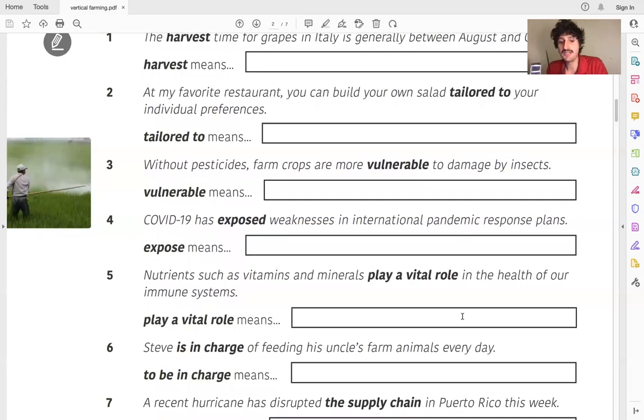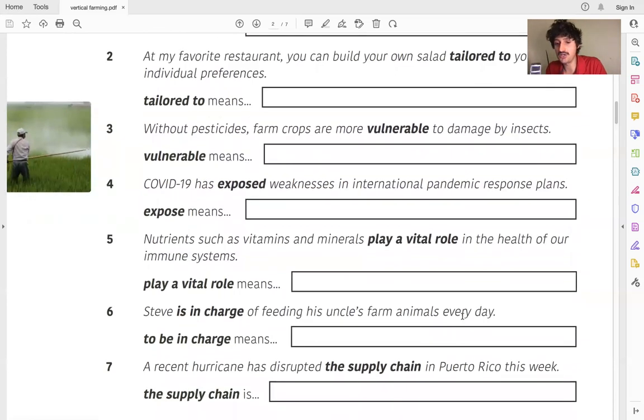Good. Steve is in charge of feeding his uncle's farm animals every day. So to be in charge, what does it mean to be in charge? Means to do something. Okay, so kind of to be in charge means to be the boss, right? Or that's the job that he does. Okay, so that's his job. He is in charge of doing that.